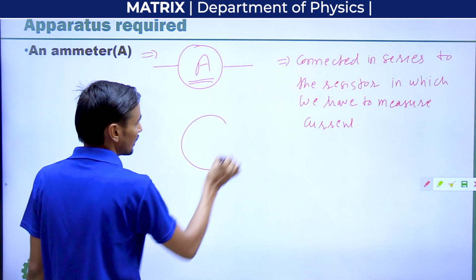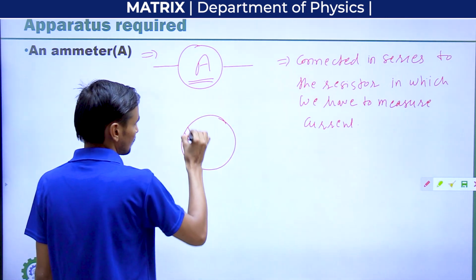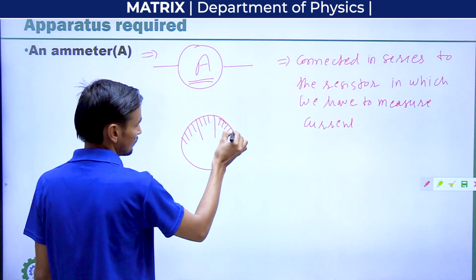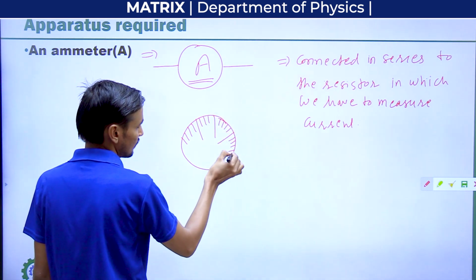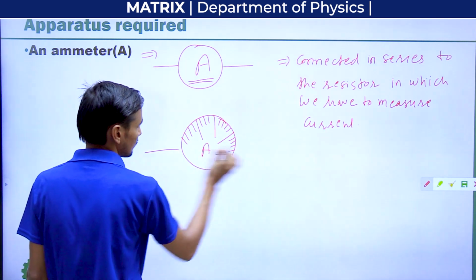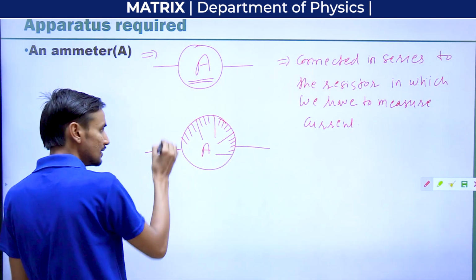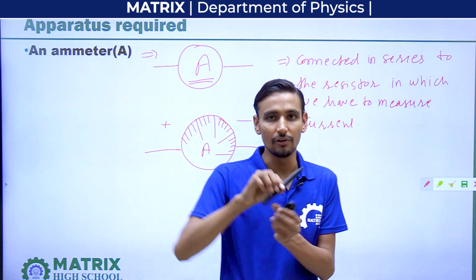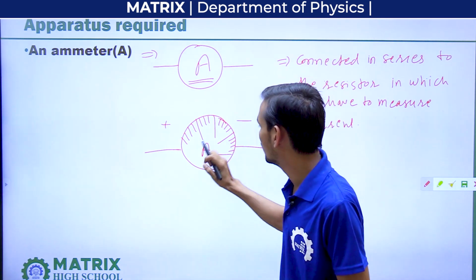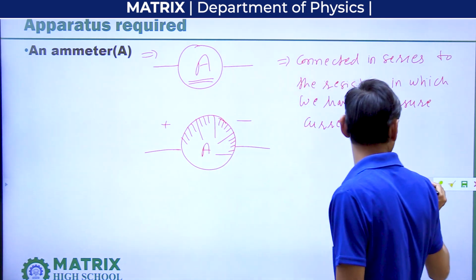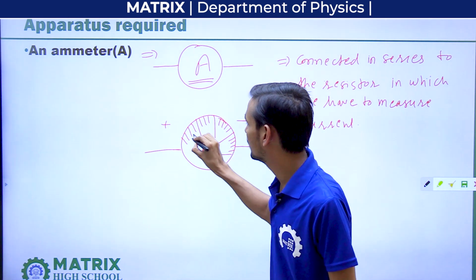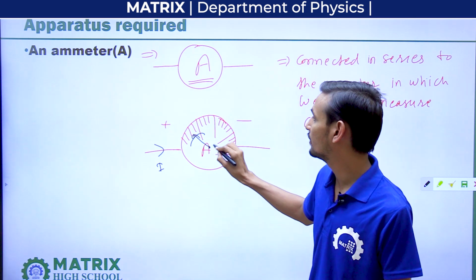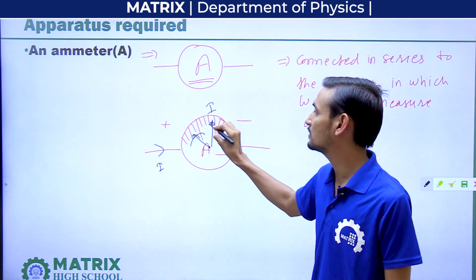An ammeter looks like a watch, with a positive terminal and a negative terminal, having a reading on it and a needle. When current I flows through it, the needle deflects and shows the current I on the reading.